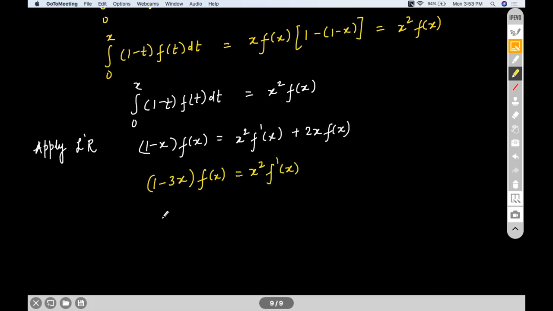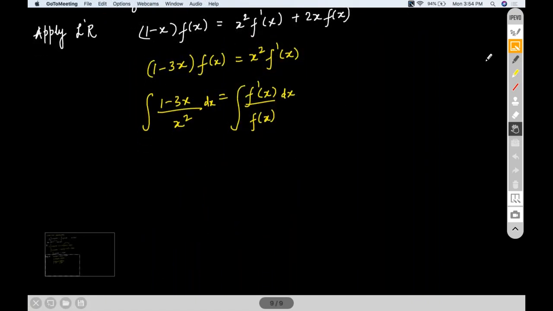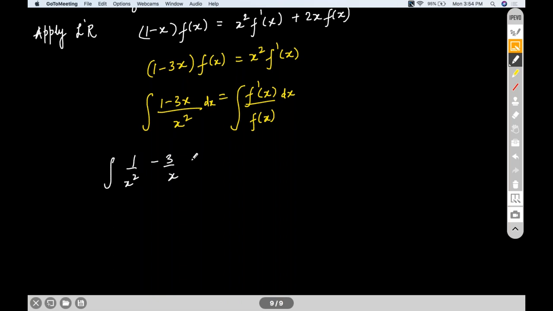Now let's do one very interesting thing over here. Let us bring f(x) and f'(x) to one side, put a dx and integrate both sides. This is a critical step because most people would not be anticipating it. So when you do that, the left hand side is just the integration of 1 by x square minus 3 by x, whereas on the right hand side, if you take f(x) as t, f'(x) dx is going to become dt. That means it is just like integrating dt by t, isn't it?